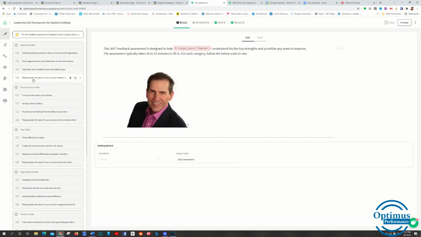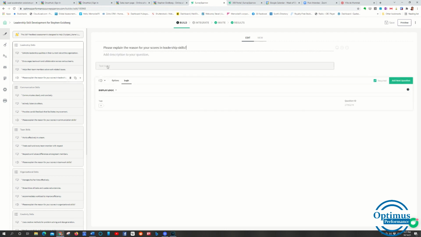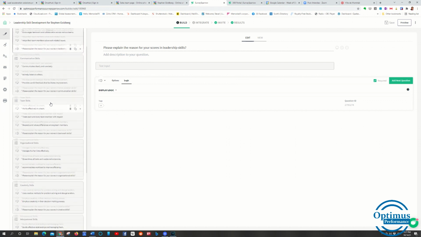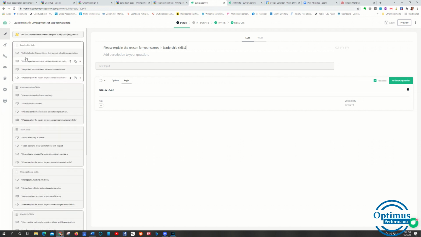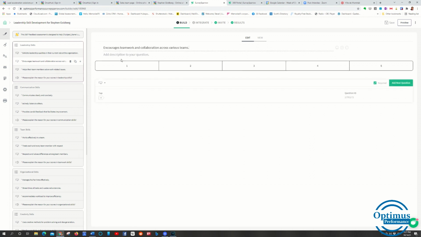manager feedback. What I like is that at the end of each section, there's a place where you can type in your reasons for scoring the way you did, and I think this is very valuable feedback. I'll show you that when we get to the report. So, like in leadership skills, exhibits leadership qualities in their current role at the organization, encourages teamwork and collaboration across various teams. And of course, again, you can modify these.